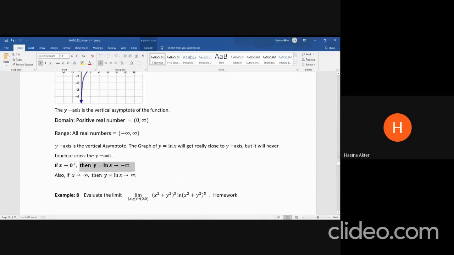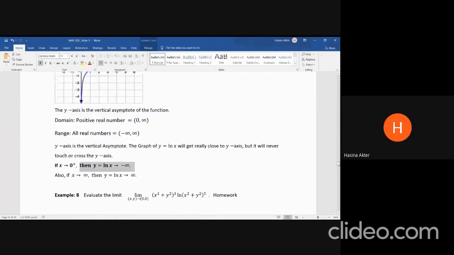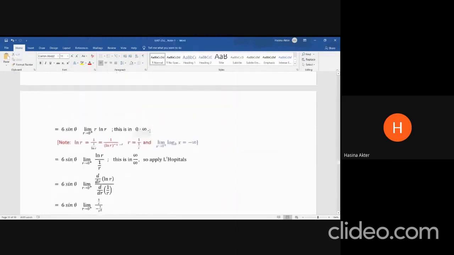The other end of the graph says that if x is close to positive infinity, then y is close to positive infinity. So from there you get two limits. Right now we are using this one: if the input is close to 0, look at the function.